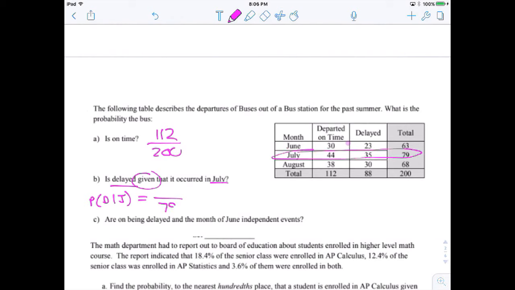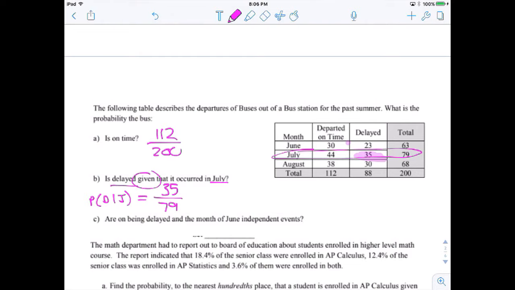So your denominator here should be 79 because we know that that has to be true, right? Now, what of those got delayed? So which of those 79 got delayed? That would be 35 of those. And you don't need to reduce these, right? You can leave them the way they are, so that'd be 35 over 79.